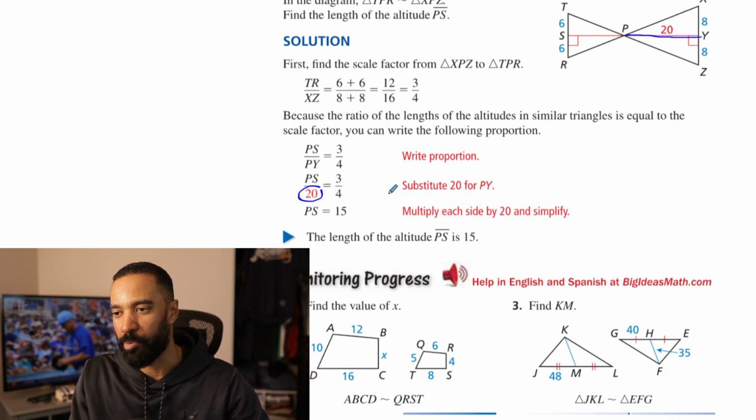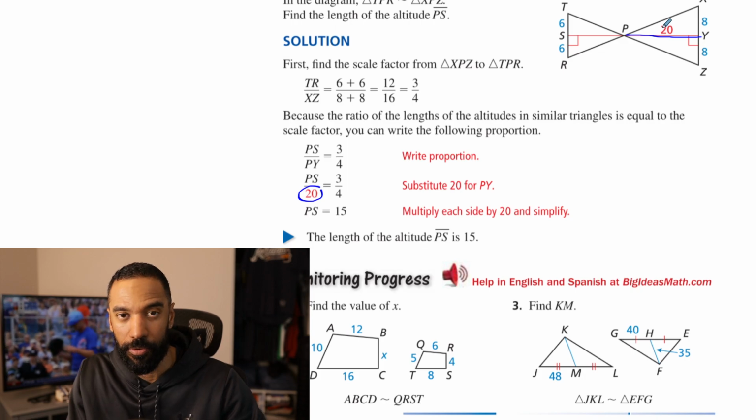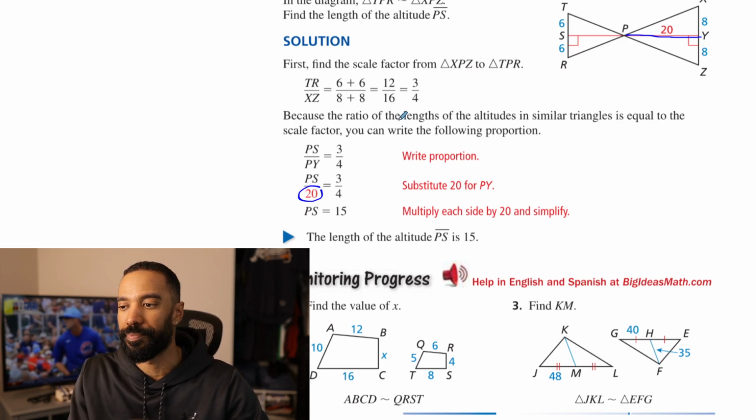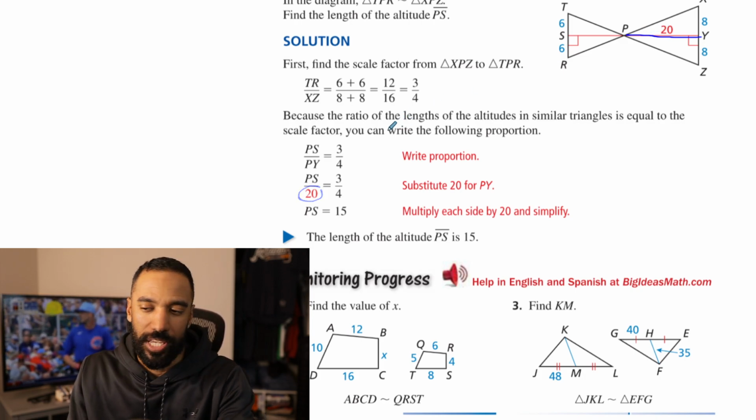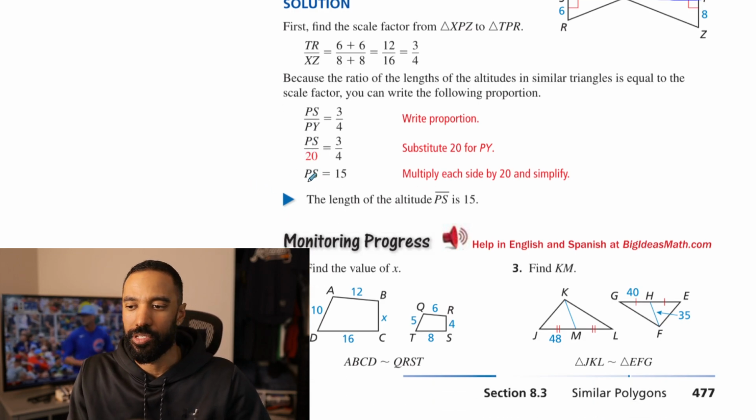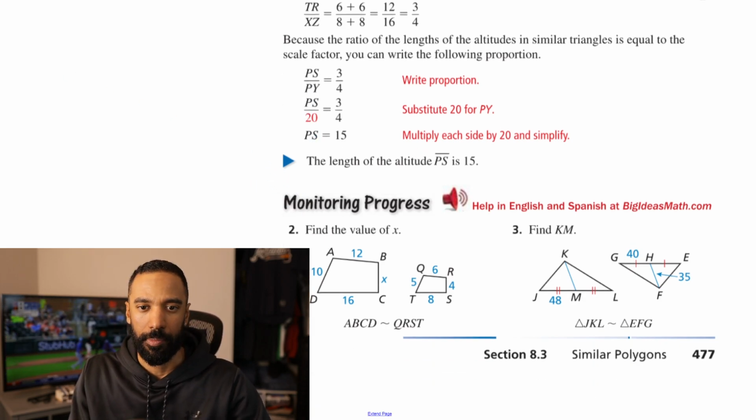So it's just a setup of proportionality. You could multiply 20 by 3/4. That's technically what they do. But setting it up as a proportion is probably the way to go always in those. Okay, some other examples down below.